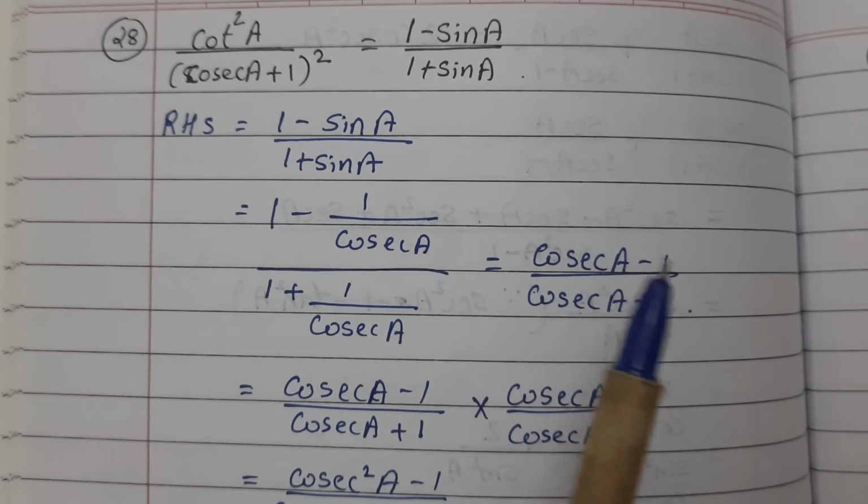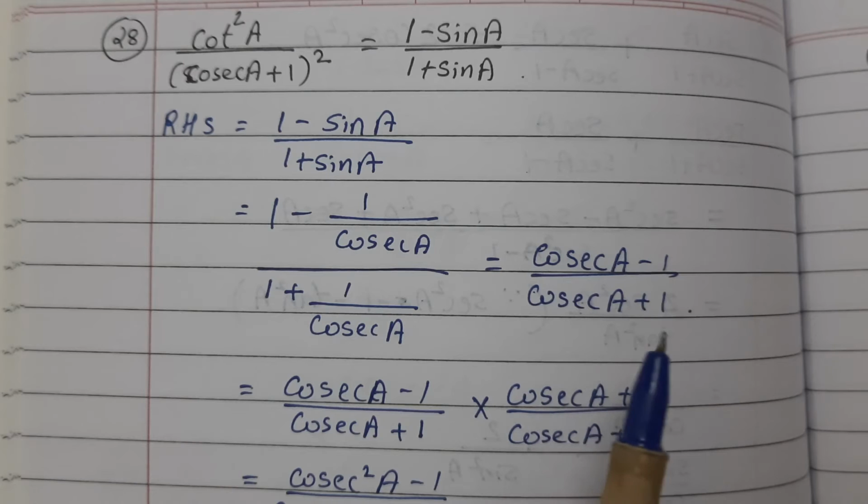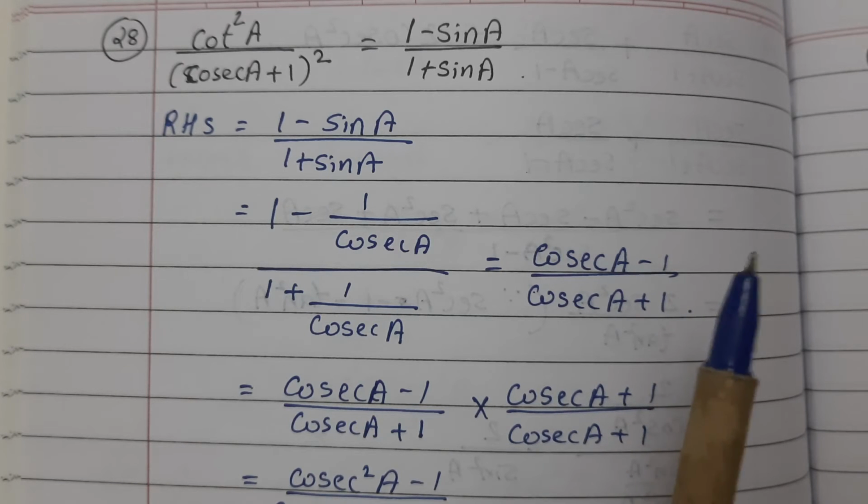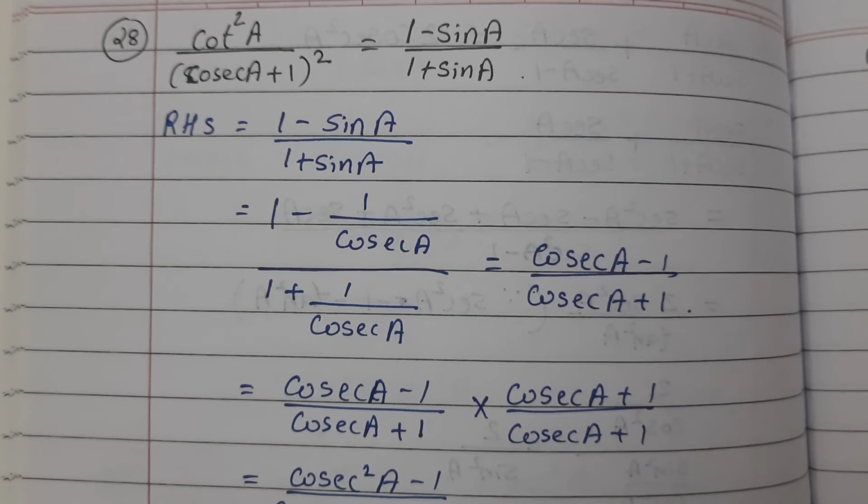Remains cosec A minus 1 upon cosec A plus 1. Multiply and divide by cosec A plus 1, we get cosec A minus 1 upon cosec A plus 1 into cosec A plus 1 upon cosec A plus 1.